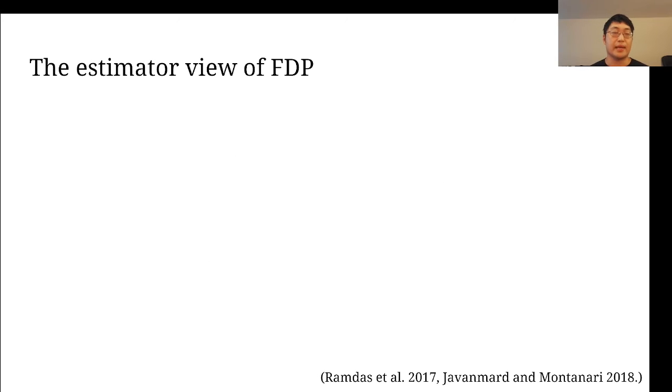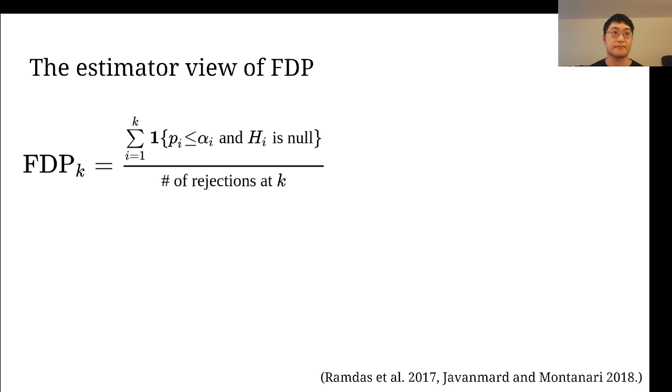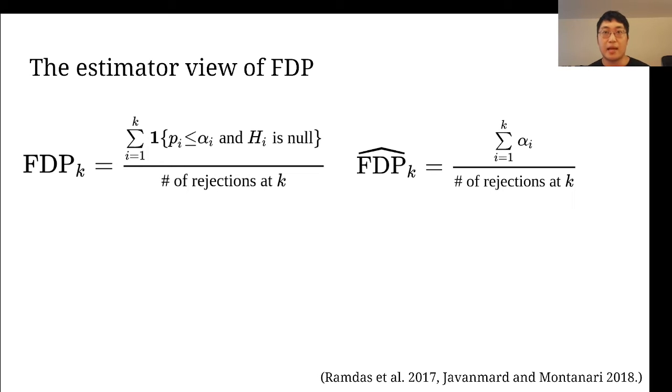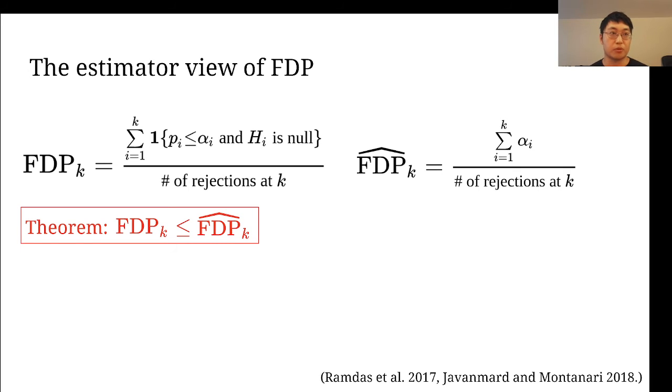So to introduce how we can guarantee provable control of the FDX, first we're going to talk about this estimator view of the FTP. So we're rewriting the FTP here, where in the numerator we're counting all the hypotheses that are null and have been rejected, which means the p-value is less than or equal to alpha. And we're also going to present what's called an estimator of the FTP. So instead of indicator variables in the numerator, we just have the sum of alpha values. And Ramdas et al. in 2017 proved this theorem where it shows that in expectation, the FTP is smaller than the FTP hat, often conditional on the past rejections.